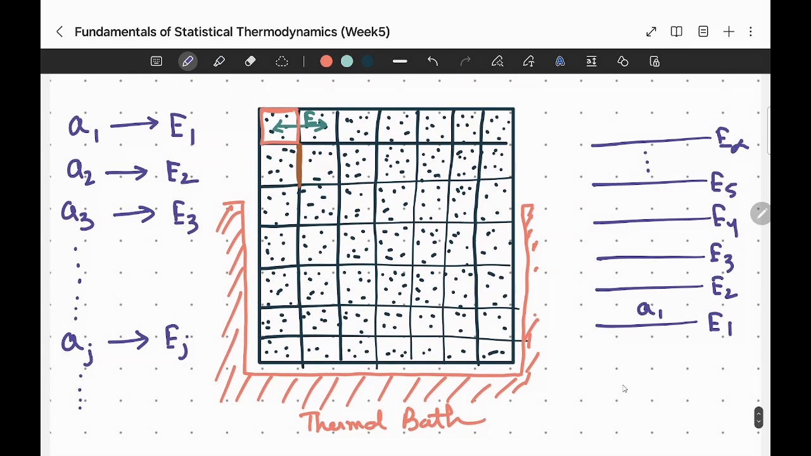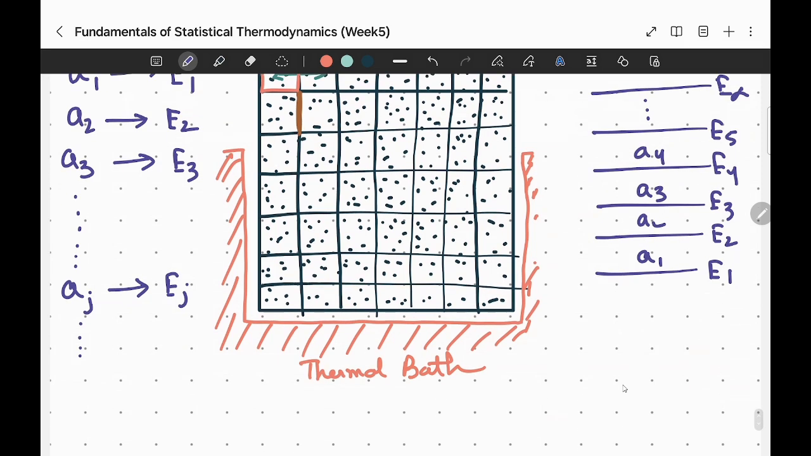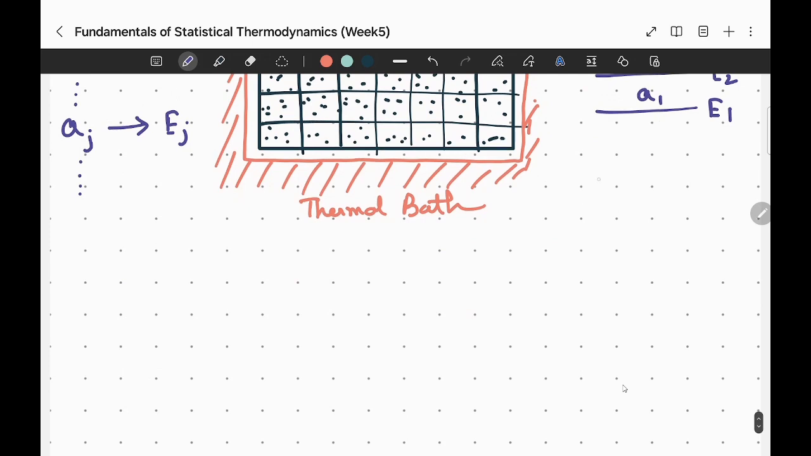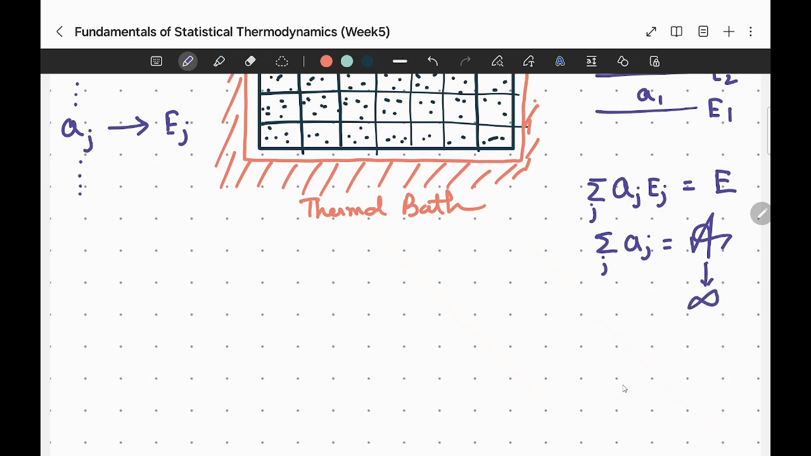In the ground state there are a1 copies, I am drawing a2 here, a3 here, a4 here, and so on. So what will be the total energy? Total energy will be the summation over j of aj ej, this should be the total energy, capital E. And this will be the total number of copies, which should tend to infinity. So these two are the restrictions.